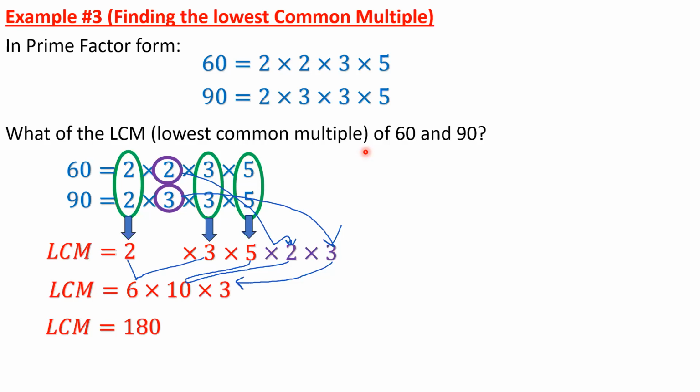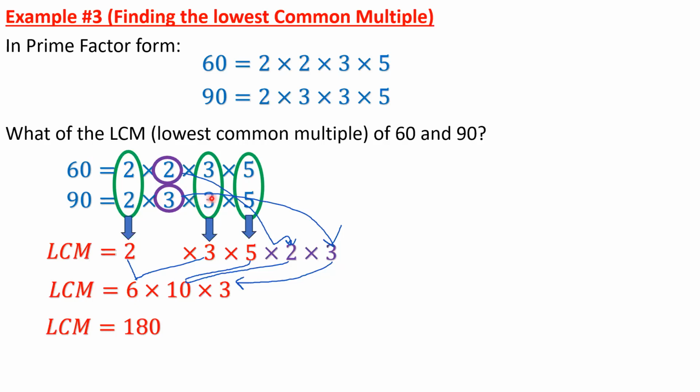It says example 3, find the lowest common multiple. In prime factor form, 60 equals 2 times 2 times 3 times 5. 90 equals 2 times 3 times 3 times 5. What is the LCM, the lowest common multiple, of 60 and 90? 60 equals 2 times 2 times 3 times 5, and 90 equals 2 times 3 times 3 times 5.